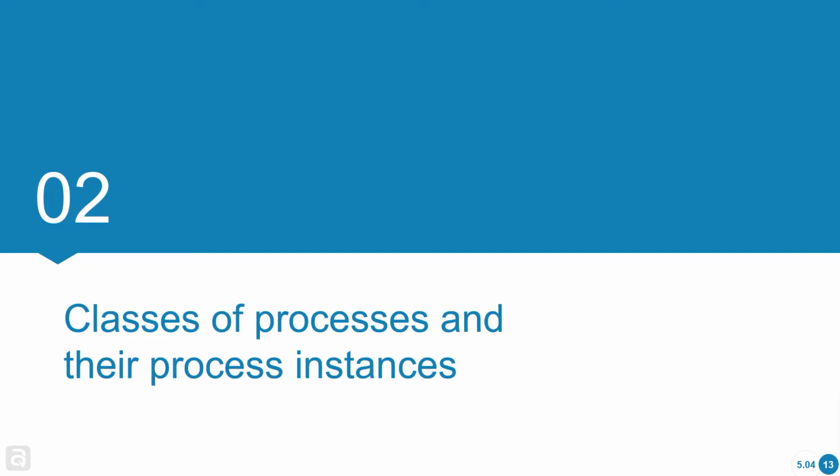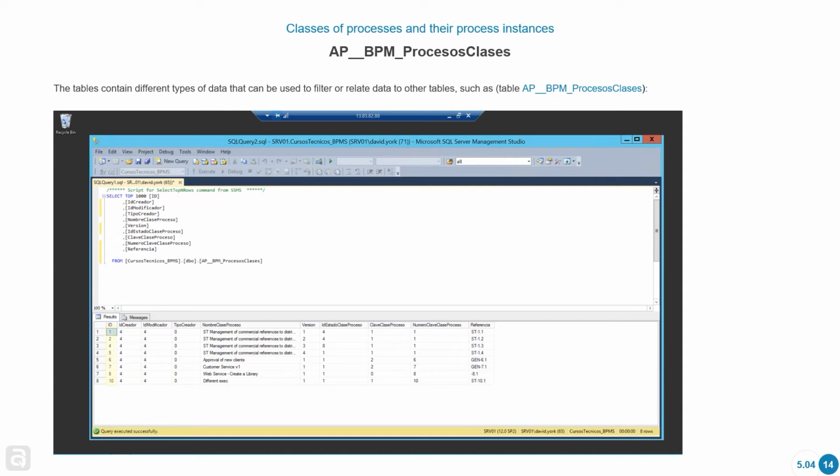Classes of processes and their process instances. Now we know the difference between a class of process and an instance of that class of process is that the class of process is the pattern, the model, the frame that we've designed so that we can start running several instances of that class of process.